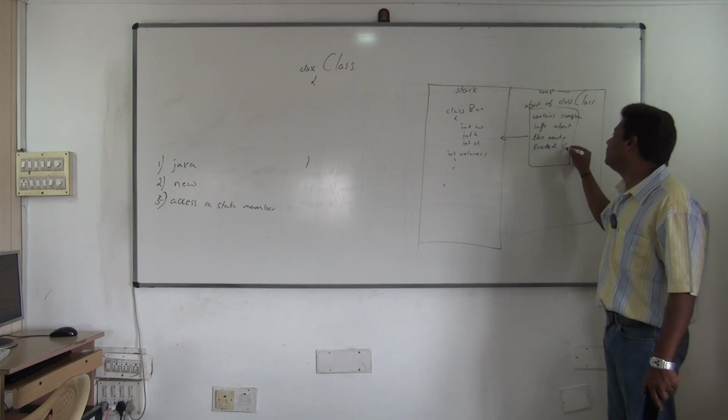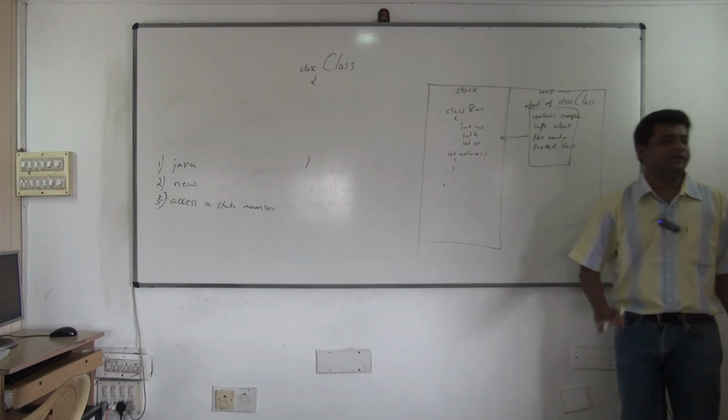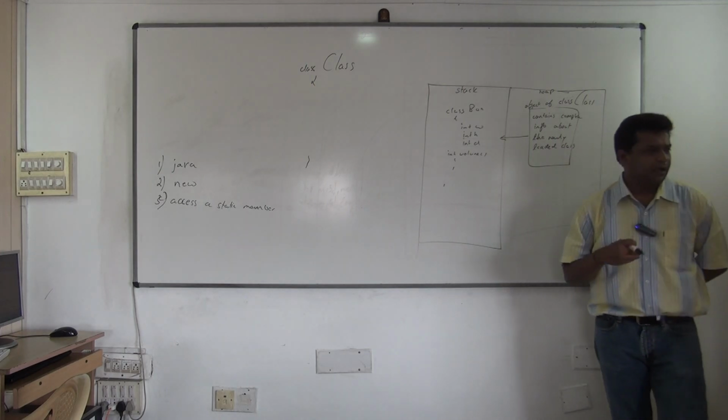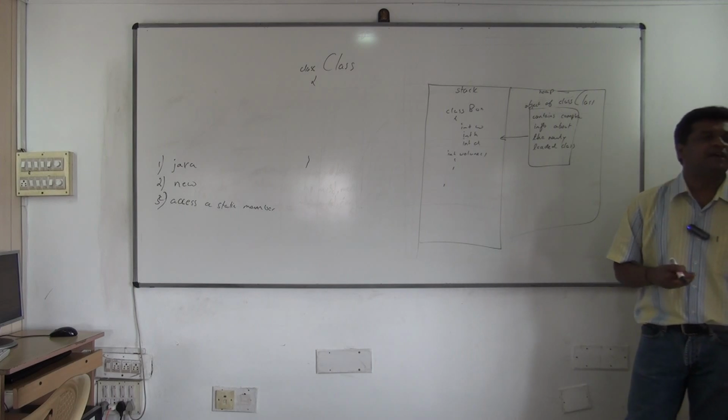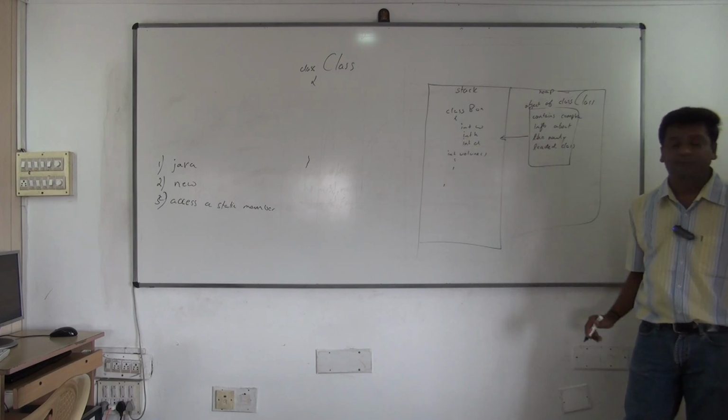And this will be created implicitly. I will not create it. You will also not create it. I will not say class C is equal to new class. Automatically the object of that class is created. Okay, it will be having that complete information.